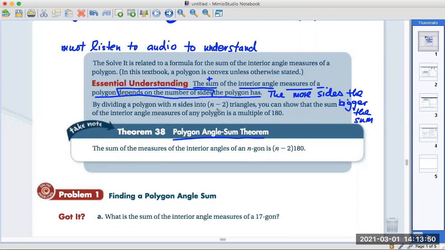Okay, so let's look at this theorem here. The sum of the measures of the interior angles. What is an N-gon? An N-gon is any closed figure. So the word N-gon just means any closed figure, where N is the number of sides. This is important. N is the number of sides.